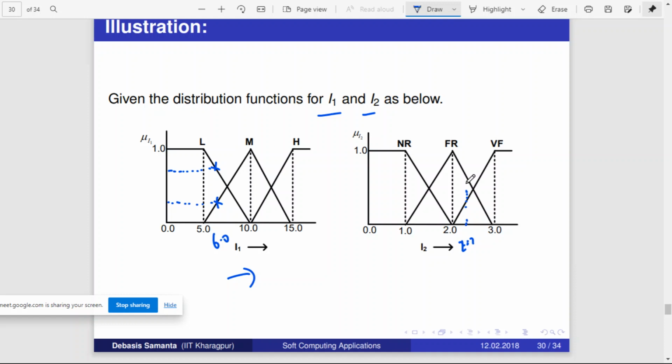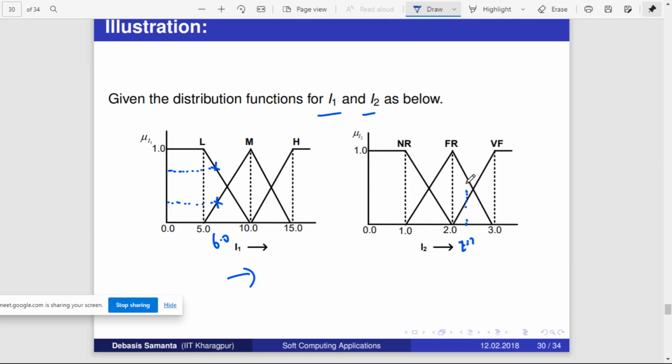So L1 is connected with low and medium. L2 is connected with far and very far. Okay, so low, medium, far and very far. Right? So what are the possible rules it may fire? These are the rules it may fire. These are the combinations.